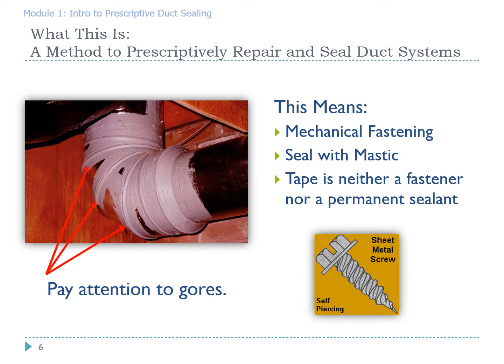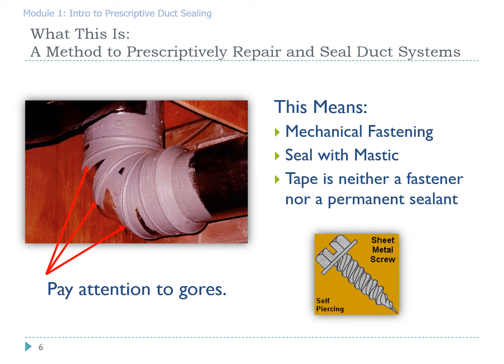What is prescriptive duct sealing? It is a prescriptive way to repair and seal ducts. What does this mean? It means that you must mechanically fasten all joints before sealing. If you do not mechanically fasten the joints, the mastic will eventually crack and the leaks will occur again. You have to seal with mastic. There are only a few cases where the program allows you to use an approved tape. Once again, I want to point out that tape is neither a fastener nor a permanent sealant.